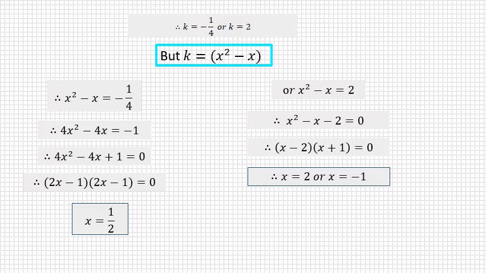So here we have 3 final answers. x equals a half, and it's secretly repeated, or x equals 2, or x equals negative 1. All very easy because we used the k method.